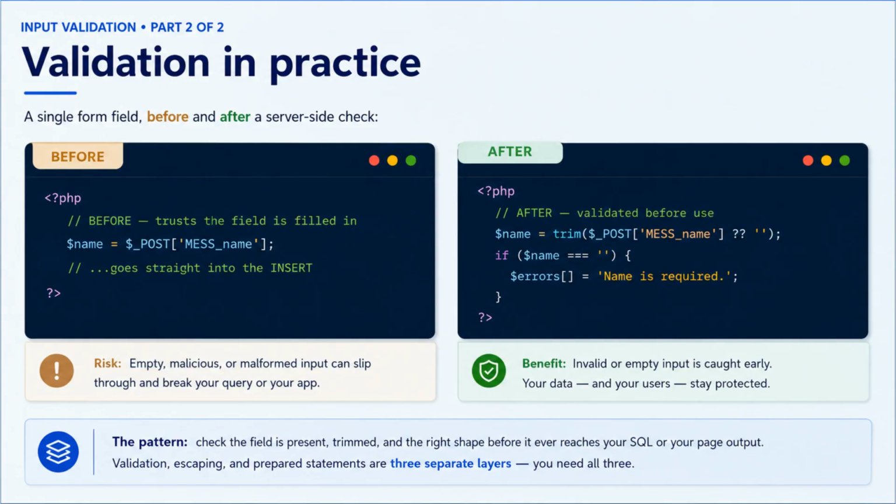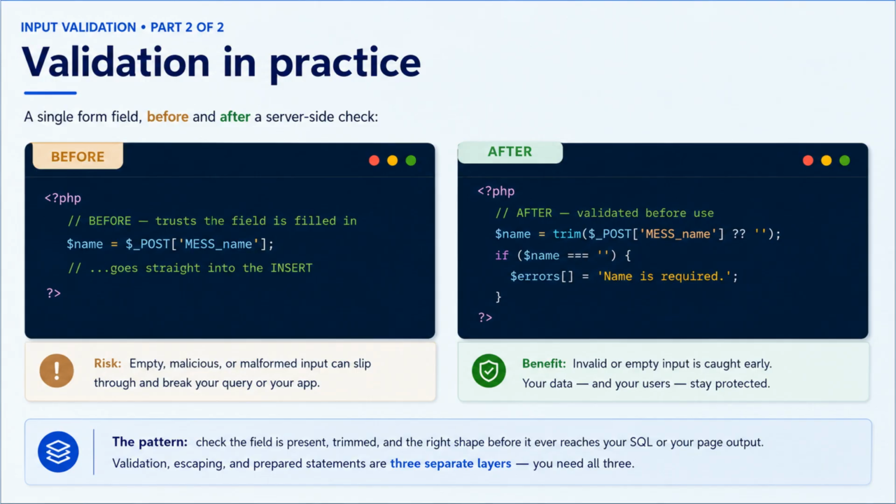Before: $name is pulled straight from $_POST and goes straight into the insert with no check at all. After: trim and the null coalescing operator are applied first, then an explicit check for an empty string. Explain both small details in the after version, since students will otherwise just copy them without understanding. The null coalescing operator falls back to an empty string if the key doesn't exist at all, avoiding an undefined key warning. Trim strips accidental leading or trailing whitespace, so a field of only spaces doesn't slip past an empty string check.